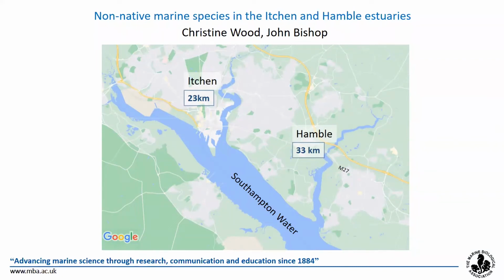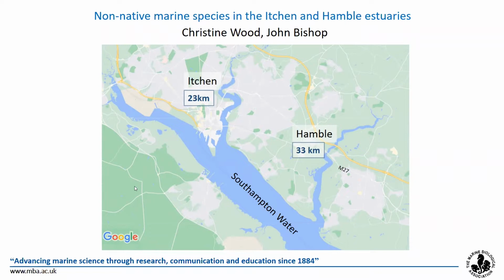This section concerns a bit of a project that Chris and I undertook off our own bat, really, in 2017, which is looking at the Itchen and Hamble, two smallish rivers that discharge into Southampton Water. They're similar in size, but not identical. If you measure from the point where they discharge into Southampton Water up to the tidal limit, where the tidal fluctuations cease, there's about 10 kilometers difference: the Itchen 23 and the Hamble 33 kilometers.